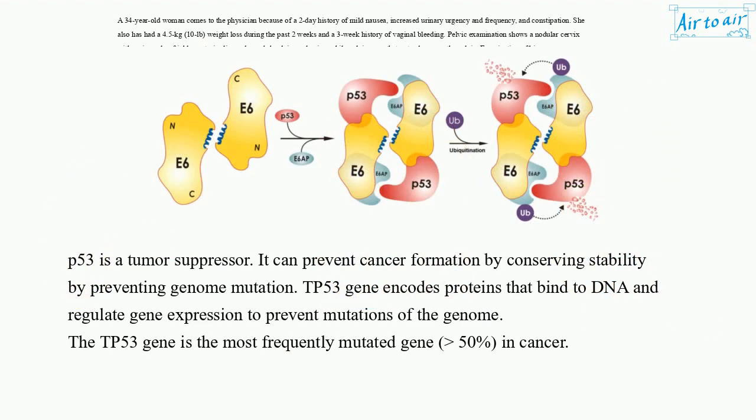P53 is a tumor suppressor. It can prevent cancer formation by conserving stability by preventing genome mutation. The TP53 gene encodes proteins that bind to DNA and regulate gene expression to prevent mutations of the genome. The TP53 gene is the most frequently mutated gene, greater than 50%, in cancer.